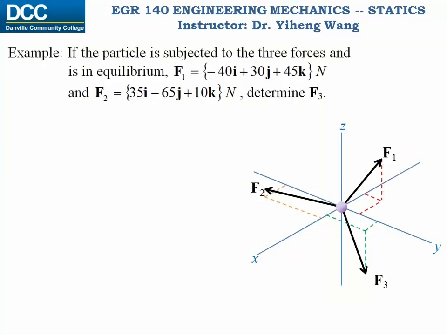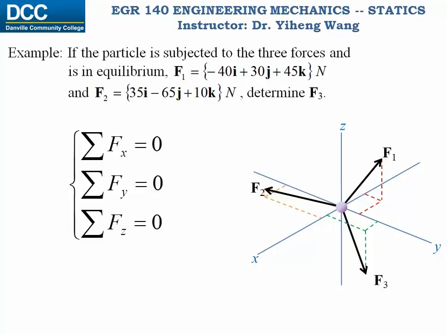Here is a simple example. The three forces acting on the particle are in equilibrium, and we know force F1 and force F2 in Cartesian vector forms. We now need to determine force F3. The first step is to write the force equilibrium equations according to Newton's first law, that the resultant forces along the x, y, and z directions must all be zero.